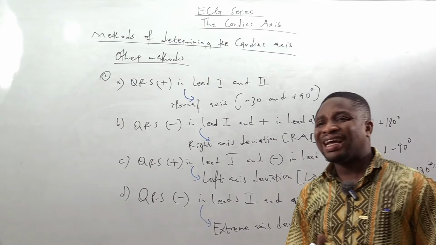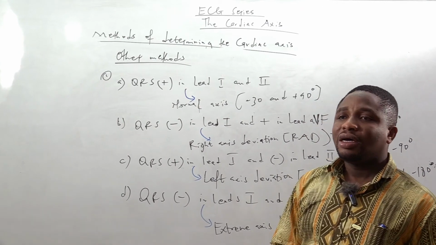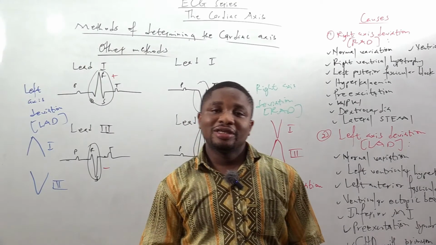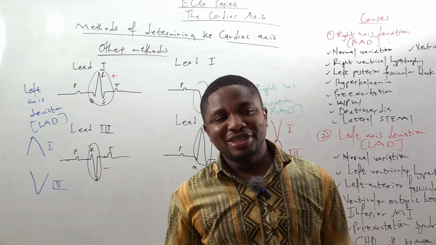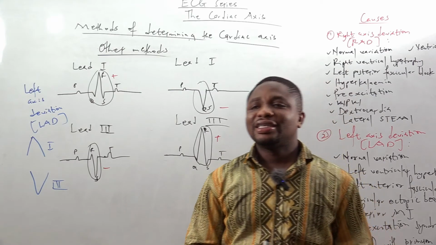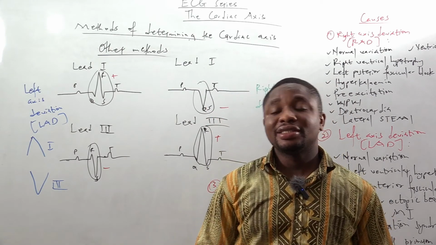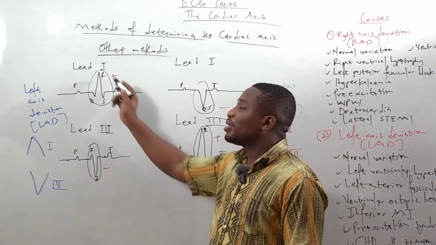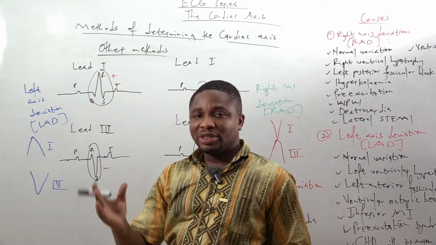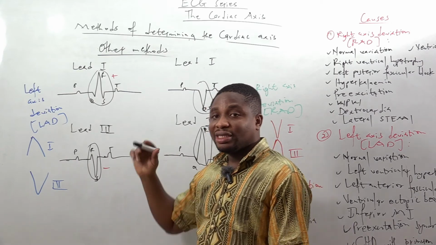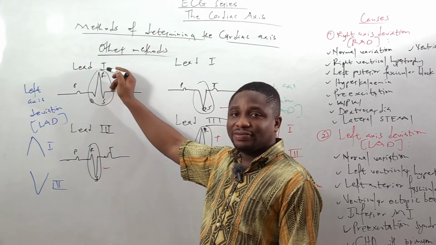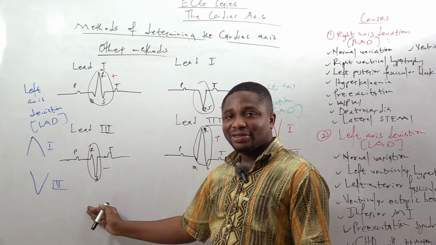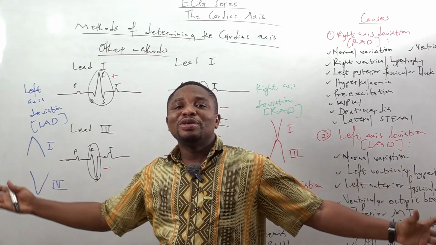Now let's have a look at another simpler way of determining the cardiac axis on an ECG. Alright, now let's look at another method to easily identify the direction of the cardiac axis. This one we are going to be using lead 1 and lead 3. So you are going to be looking at the QRS complex which we discussed. If you look at lead 1 and the QRS complex is positive, and you look at lead 3 and the QRS complex is negative, it means that they are moving away from each other.